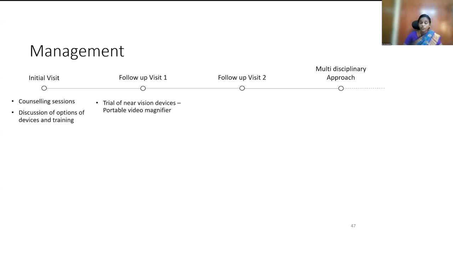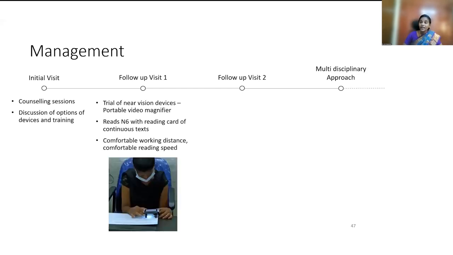One of the devices, a portable video magnifier, was very useful, and she took it, and with that she was able to read N6 continuous text at a comfortable working distance, and the reading speed was also good. So she was now able to go to college and pursue her education. After which she had a unique difficulty: she came back and told me that she wanted to write in her record book, but was finding it difficult to write in a straight line. So I had to give her a typoscope and also a writing guide.